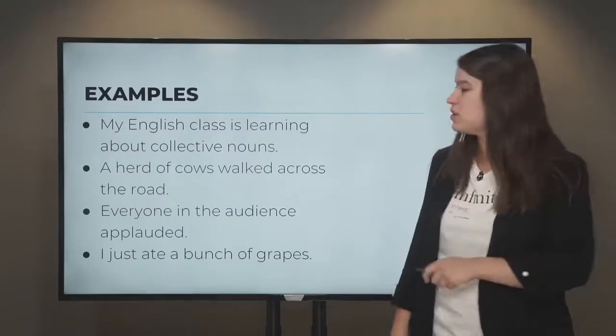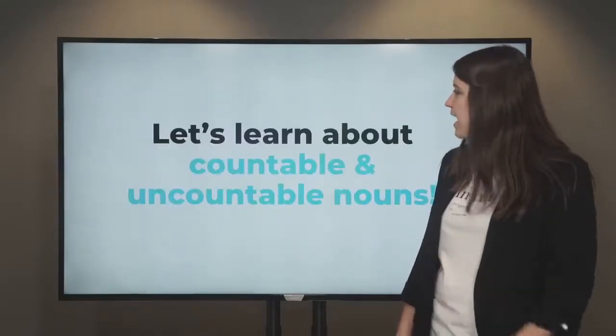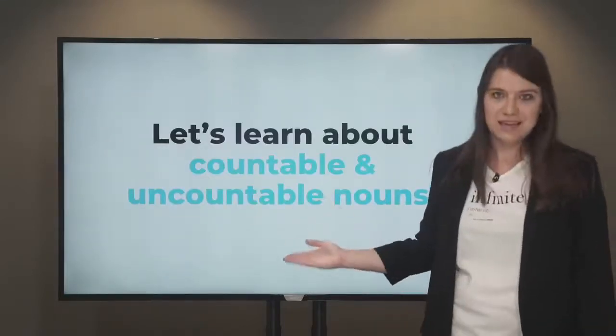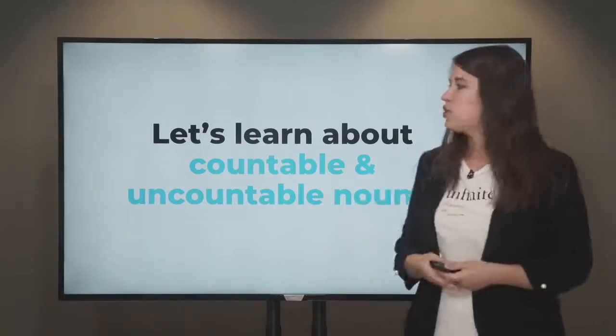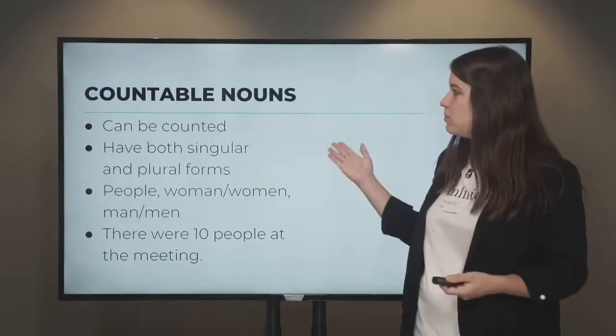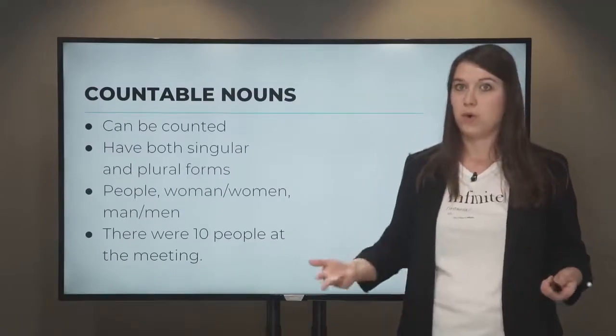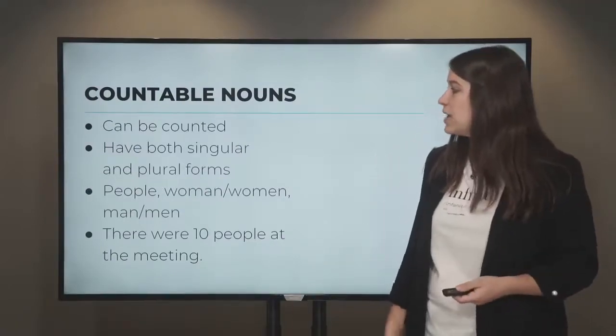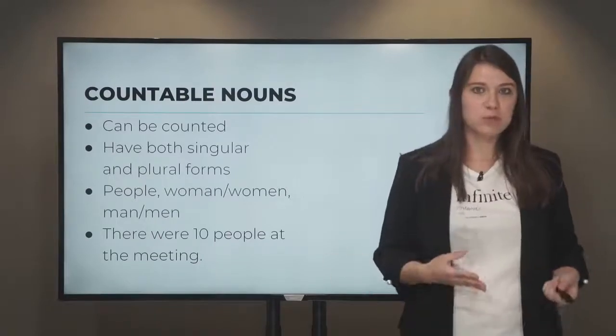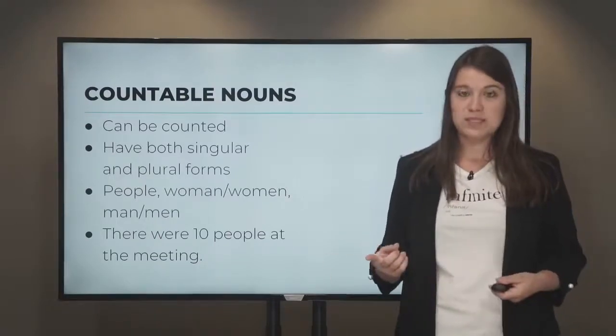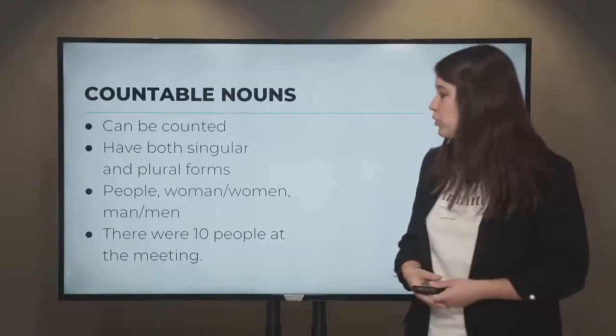Now we're going to move on to another topic, the difference between countable and uncountable nouns. So, what is the difference? A countable noun can actually be counted with a number, like 1, 2, 3, 4, etc. Countable nouns have both singular and plural forms. Obviously, 1 would be singular and 2 or more are plural.